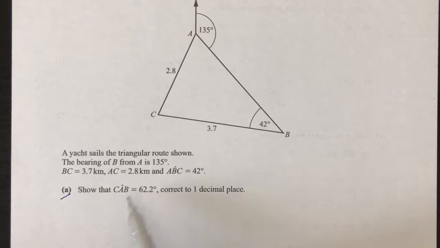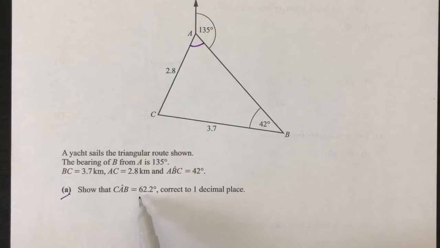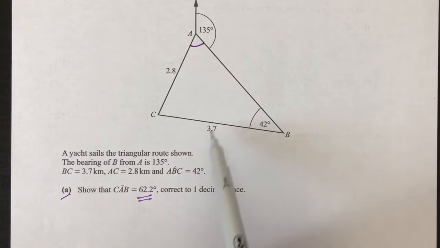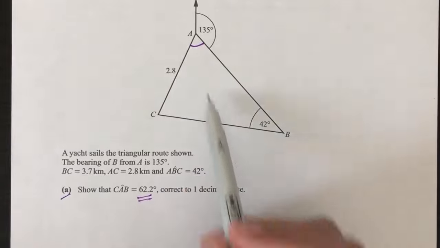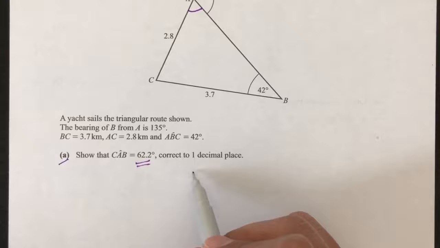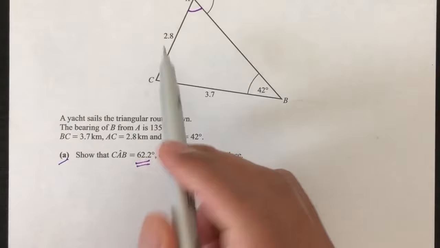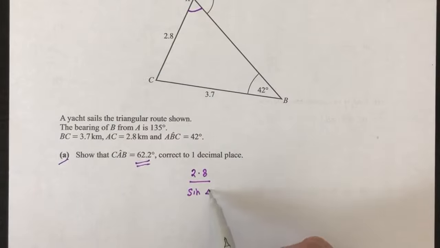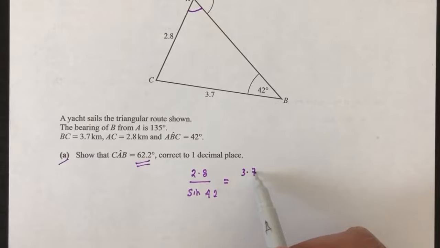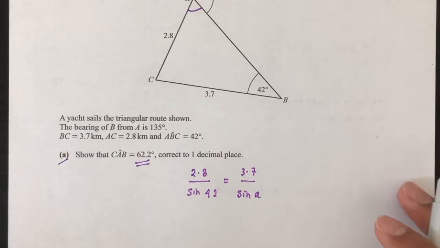Show that angle CAB, this angle here, is equal to 62.2. So you know this side and this angle, you know this side, and you have to find the corresponding angle. So you have to use the sine rule. The sine rule tells you that 2.8 divided by sine of 42 will be equal to this side, which is 3.7 divided by sine of angle A. So find the angle A.